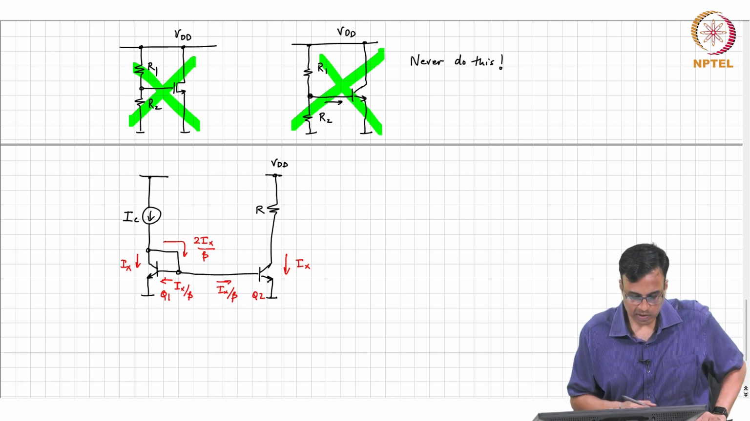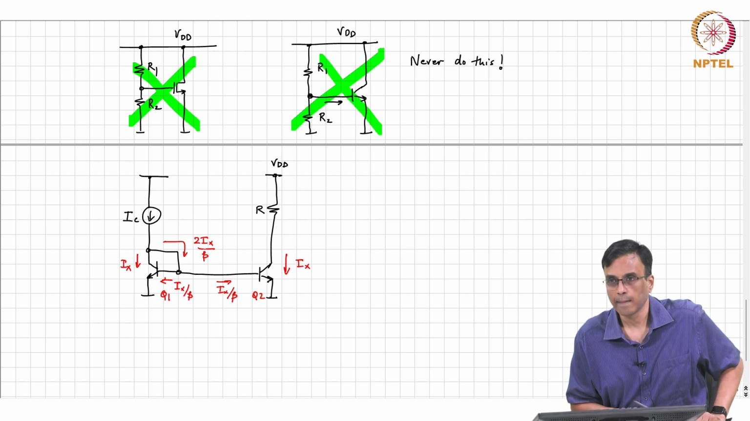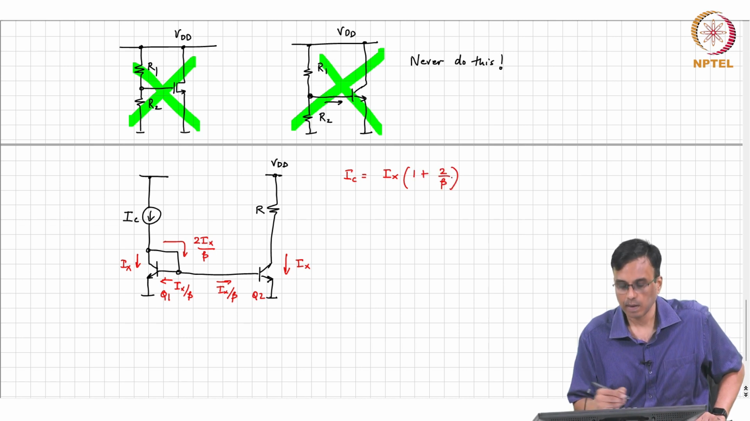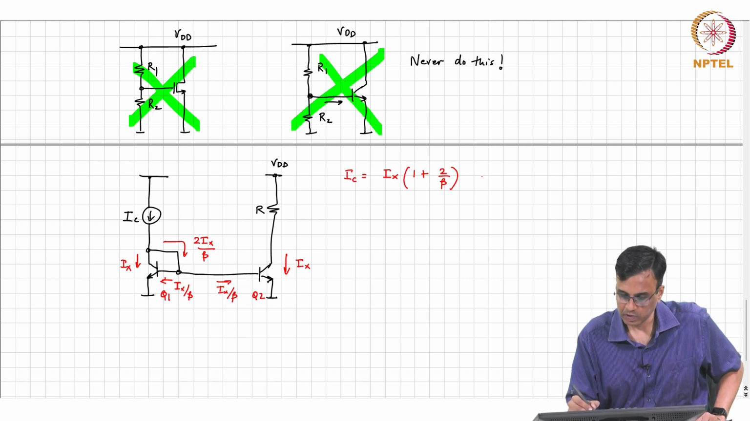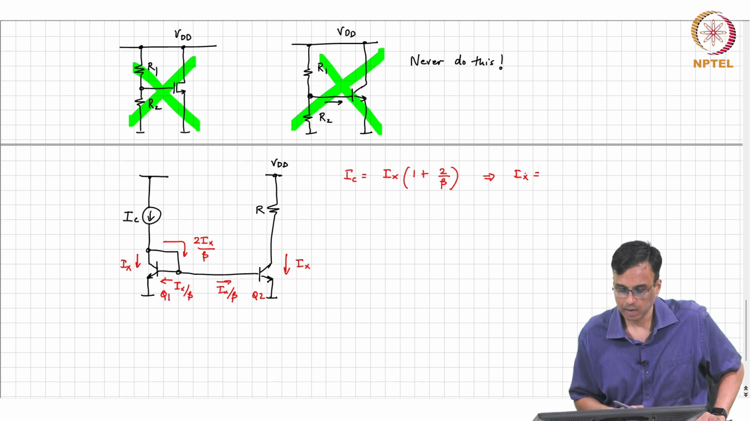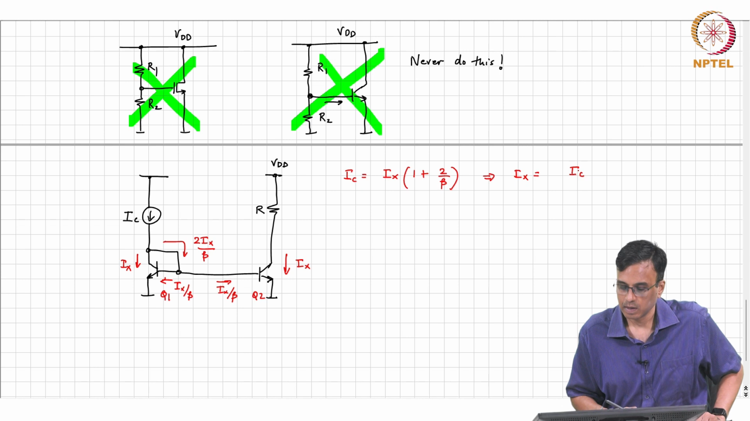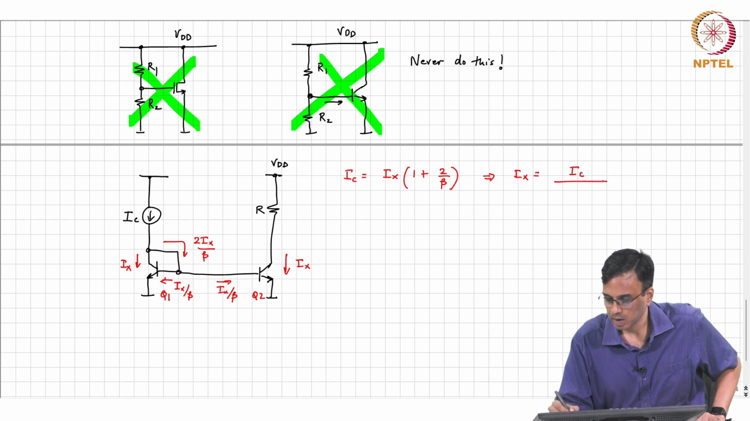So, how is I x now related to I c therefore? I c must therefore be equal to I x plus 2 I x over beta, which therefore means that I x is I c by 1 plus 2 by beta.